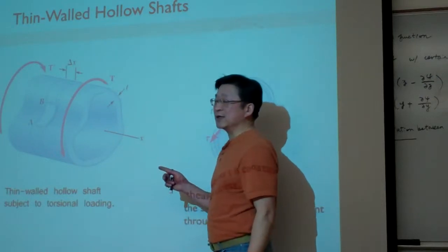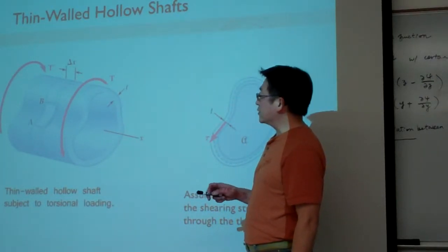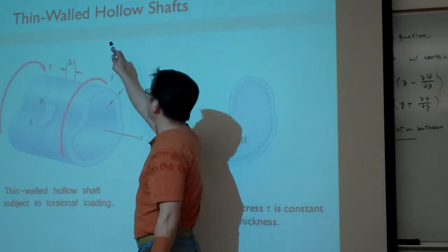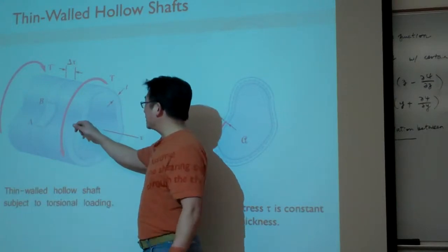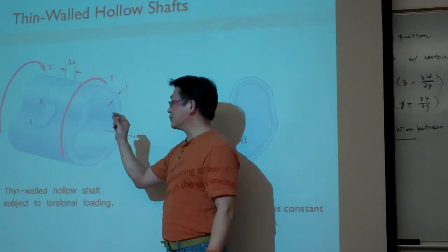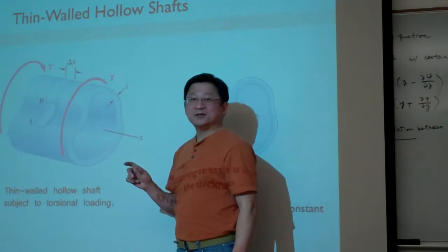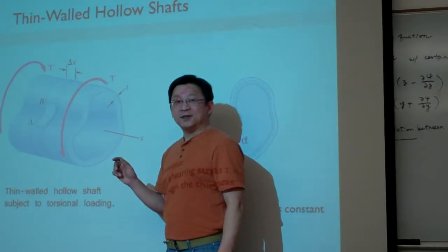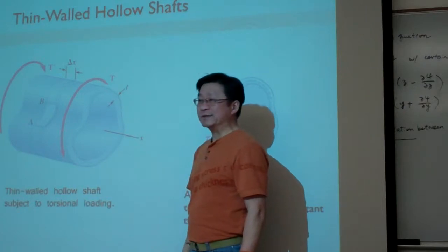So this topic is the third one in this chapter, and we have a particular name for it, the thin-walled hollow shaft. And why I want to emphasize the thin wall: we have to make sure the thickness is thin enough. That is the assumption. If the thickness is not thin, then the theory, the formulation we're going to introduce won't work.